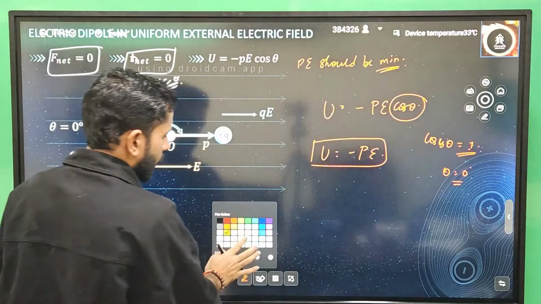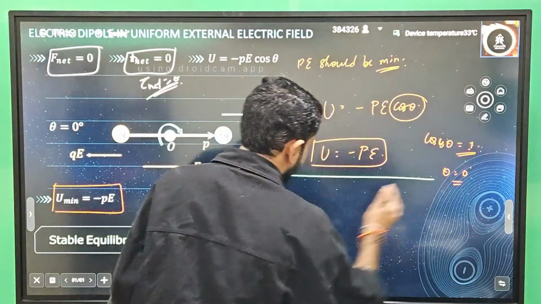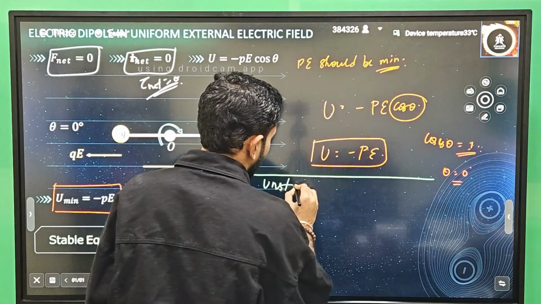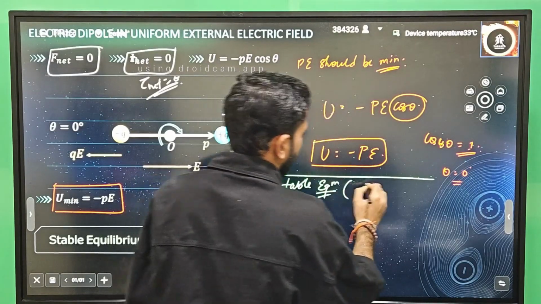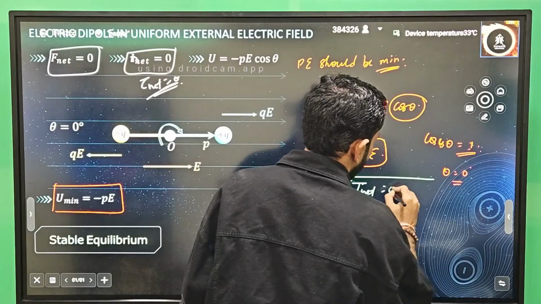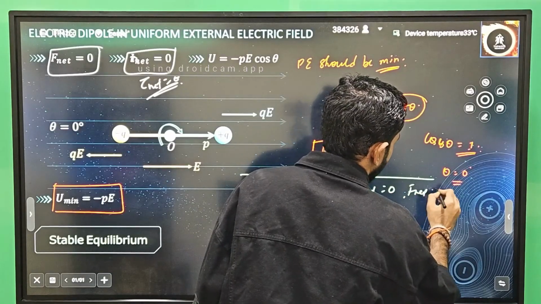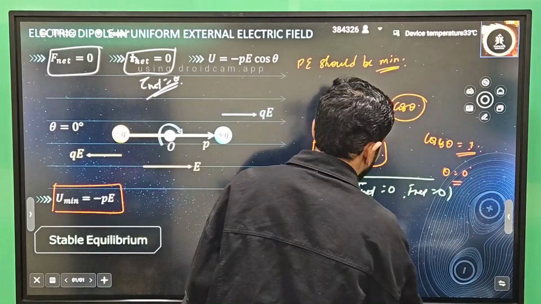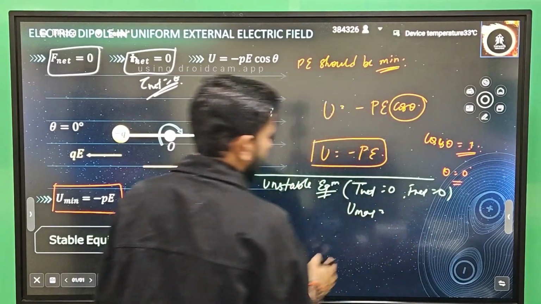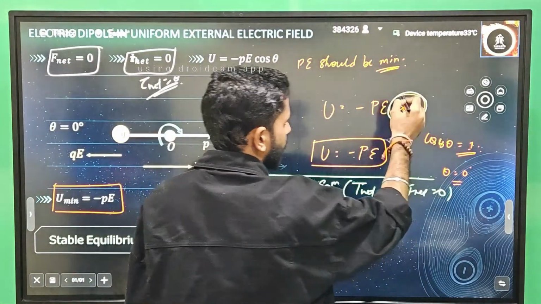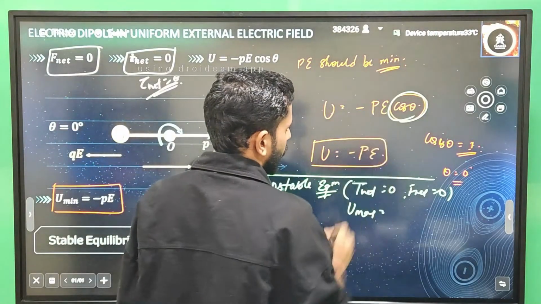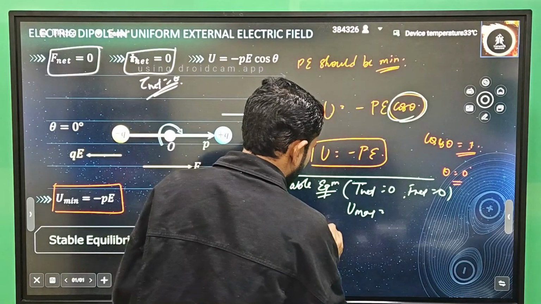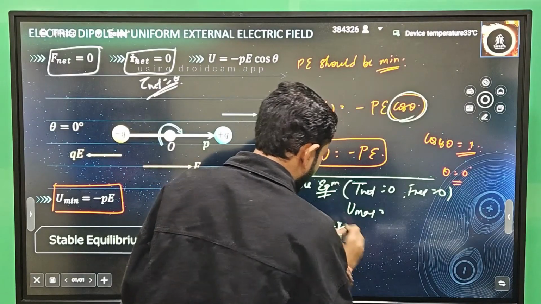So what will be the condition for unstable equilibrium? That also tell me. For unstable equilibrium also, net torque is equal to 0 and net force is equal to 0, but potential energy should be maximum. When will potential energy be maximum? When you are minimizing cos theta, because there is a negative sign. Always remember, the minimum value of cos theta can be -1.